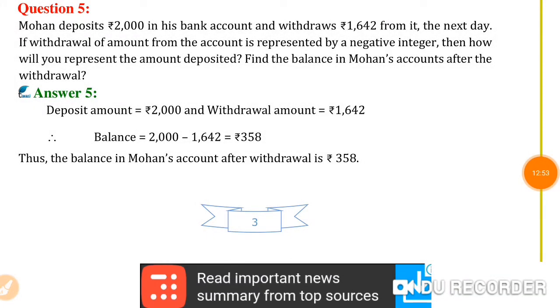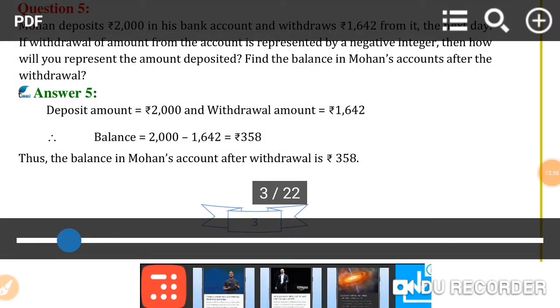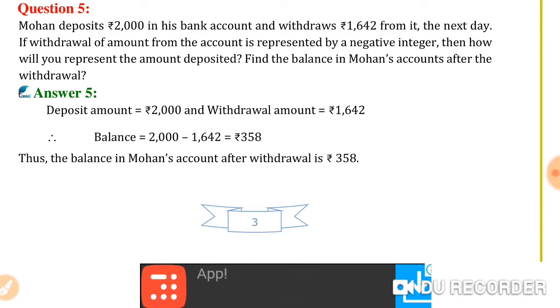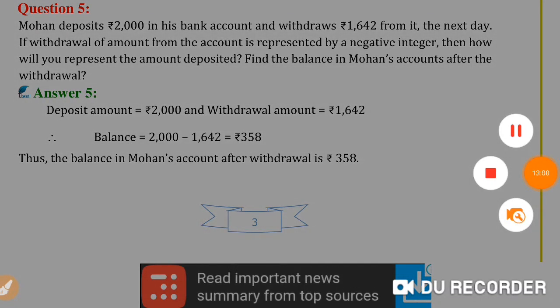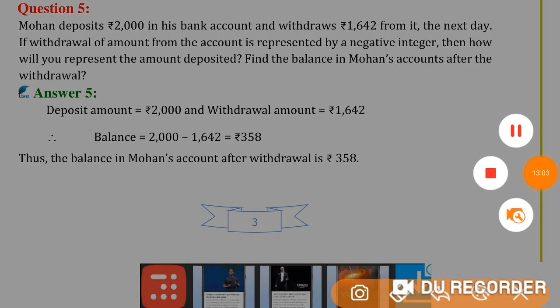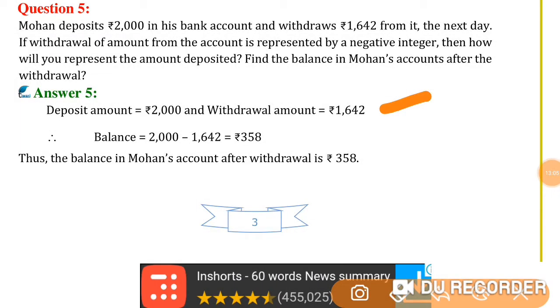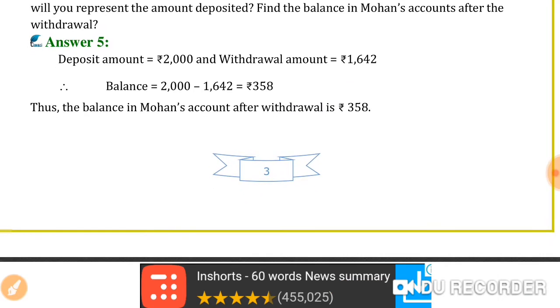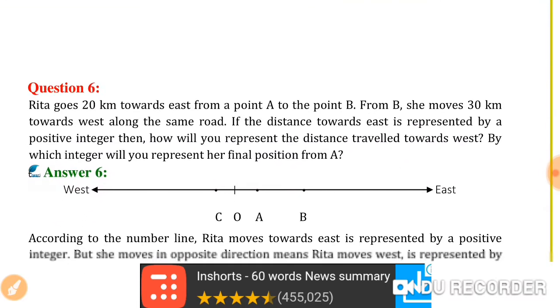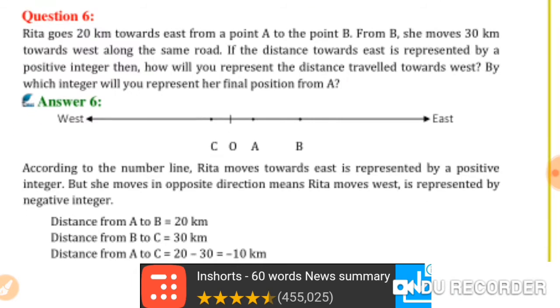The question: find the balance in Mohan's account after the withdrawal. Okay, so the deposit amount is 2000 and the withdrawal amount is 1642. So the balance is 2000 minus 1642. Subtract it, you'll get the balance amount in the account. The amount deposited is positive only, not necessary to mention it. So the answer, balance is 358. So go for the 6.